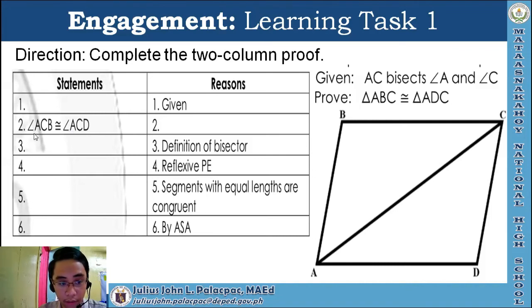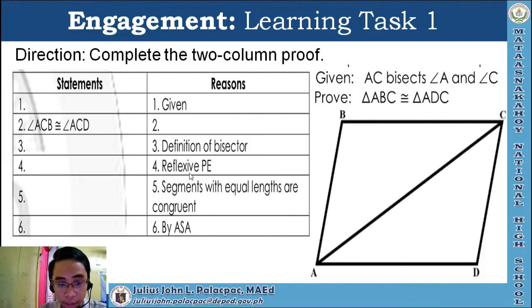So, we can have angle ACB is congruent on angle ACD. Anong tawag doon? Dahil binisect, definition of angle bisector. So, number 3, dahil equal yon, automatic, equal din ito. Angle BAC is congruent to angle CAD. Yun ay definition of bisector din.